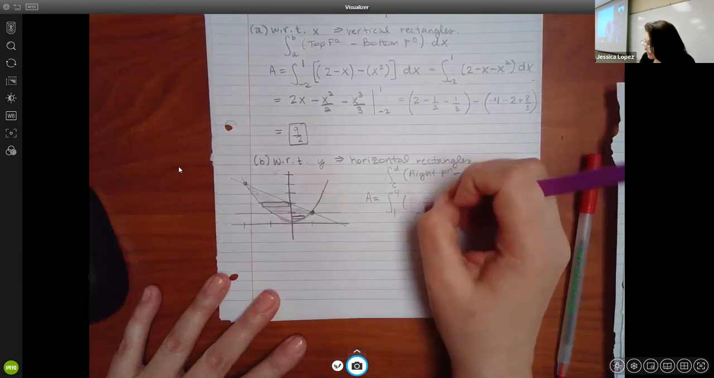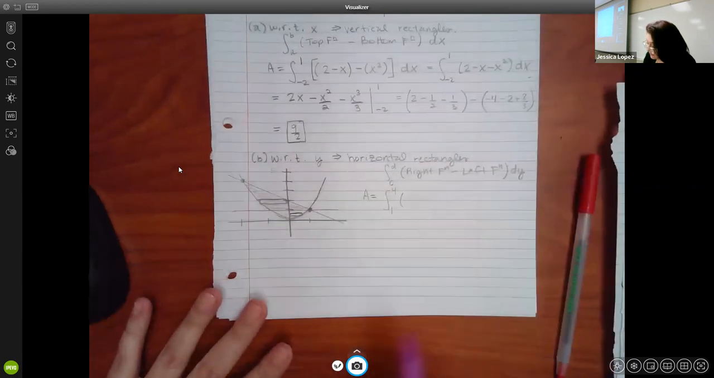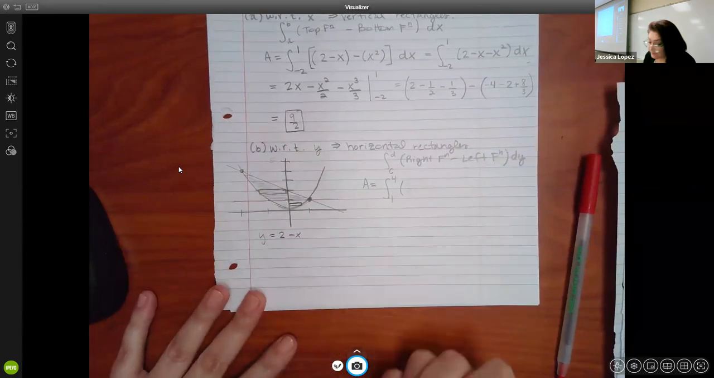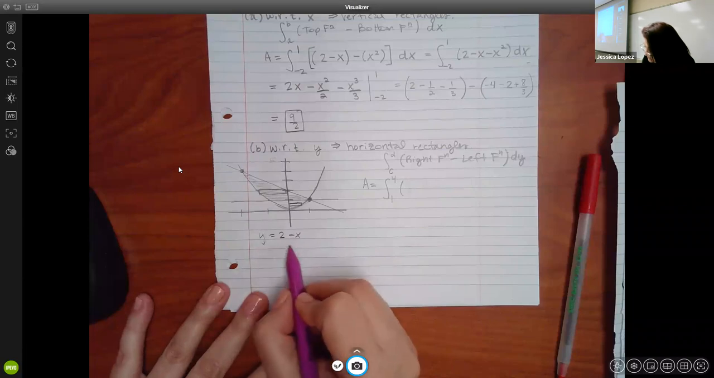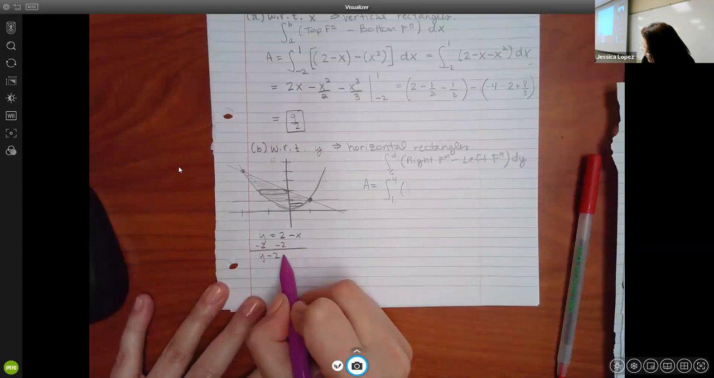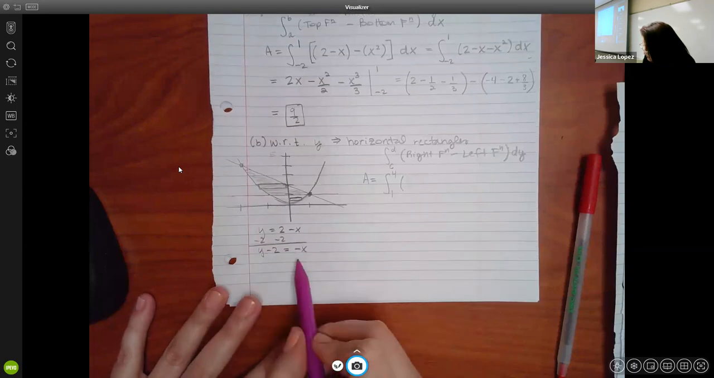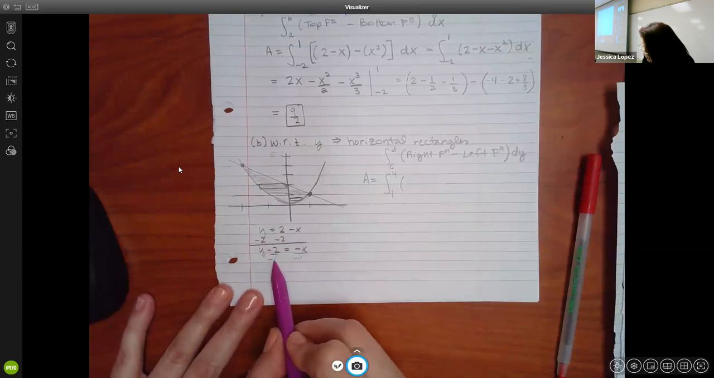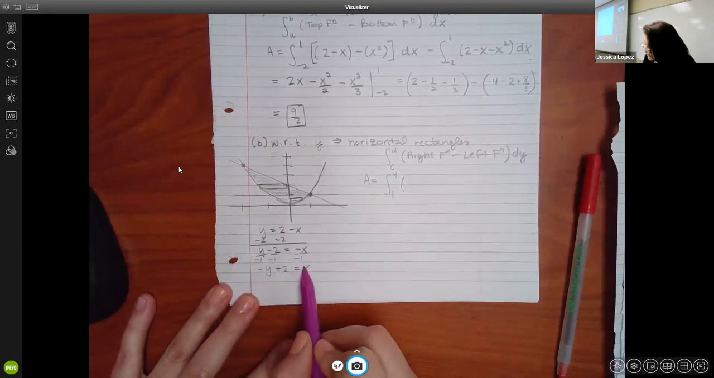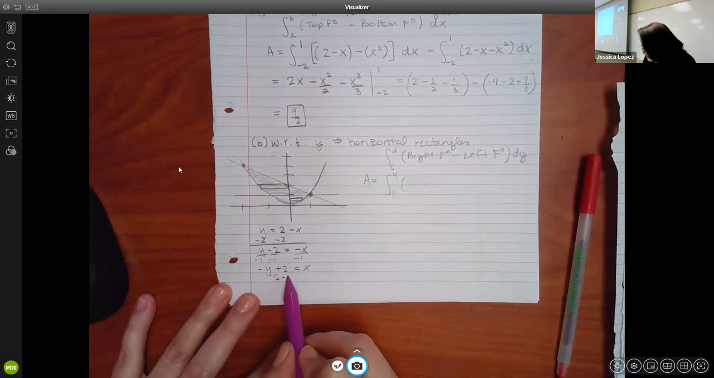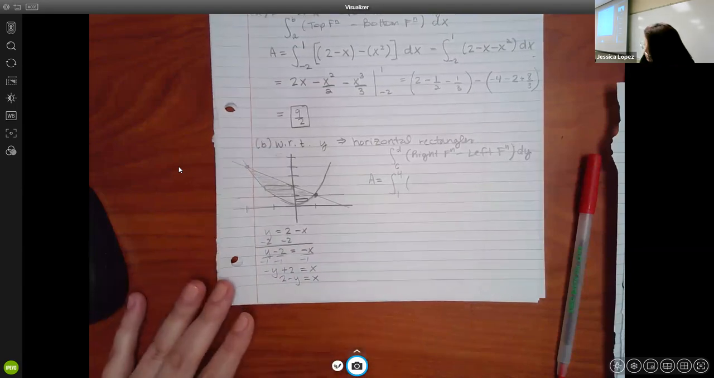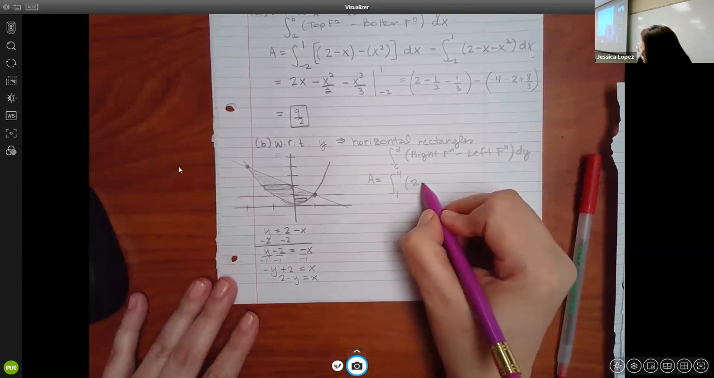So we're going to have to manipulate our equations before I can put them in there. So y equals 2 minus x. We have to solve for x. Minus 2, get negative x, and then divide everybody by negative 1. So I get negative y plus 2 is x. Or you could also write 2 minus y, same thing, right? So this would be 2 minus y.